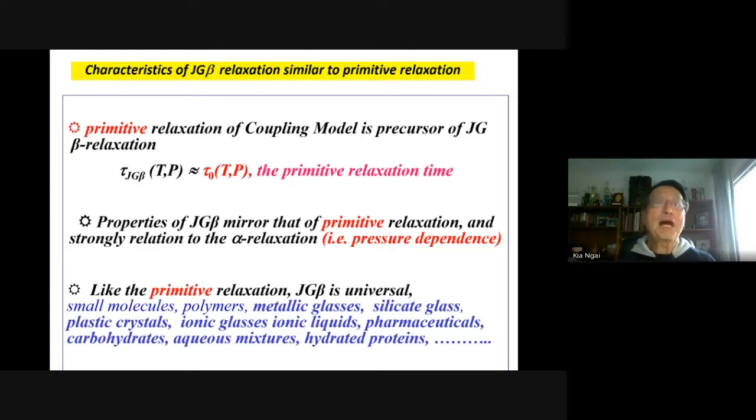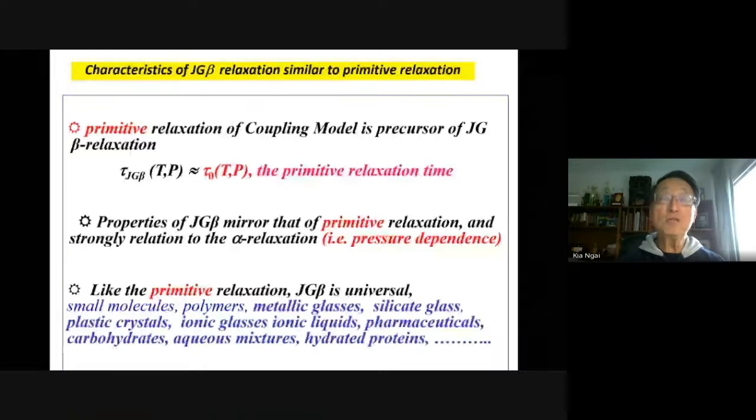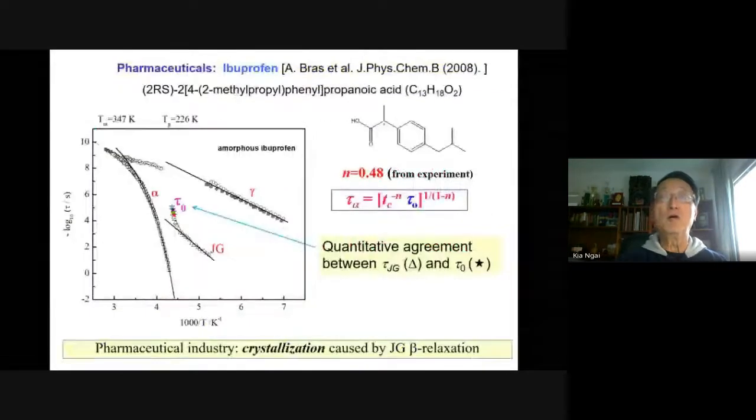Okay, now by now you know that the primitive relaxation from experiment is universal. JG beta is also universal. It is found in small molecules, in plastic crystals, polymers, metallic glasses, silicon, and so forth. You can read it yourself. It's also universal. The theme is always universal. So again, this particular part is universal. Now, let's quickly look at a few examples.